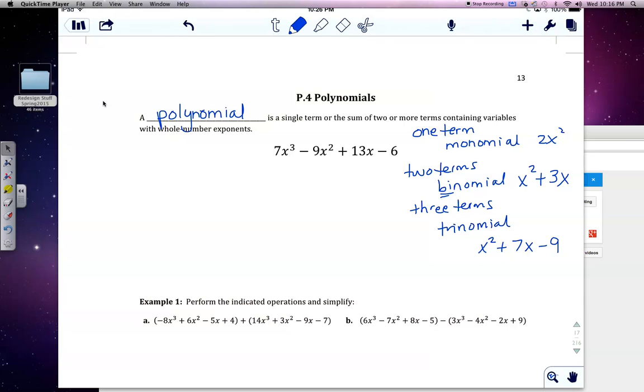Okay, so what I have right here in red is a polynomial. Once you reach more than 3, you just call it a polynomial. Many terms. And if we look at this polynomial carefully, we look at each term, and we're going to look at the coefficient of each. And we'll look at the degree of each term.